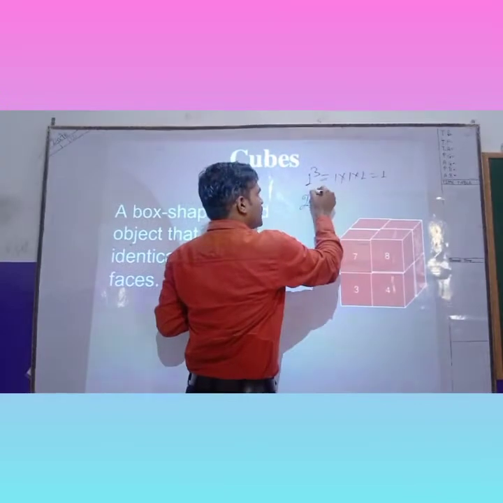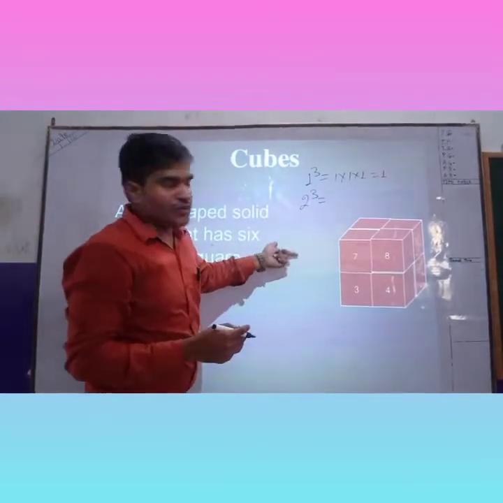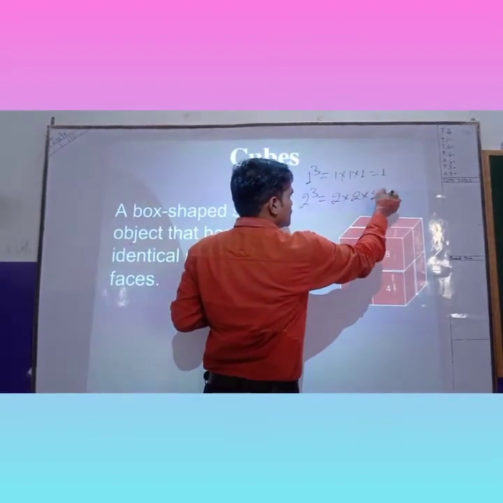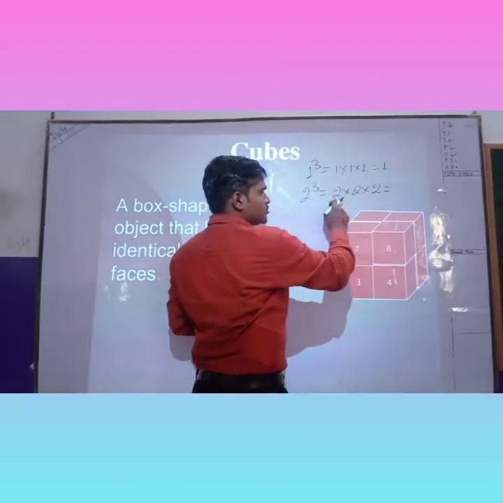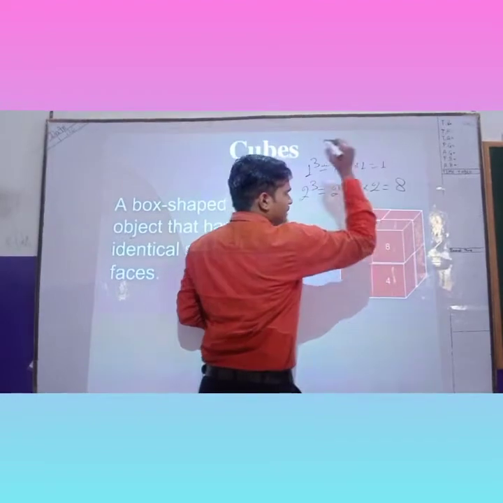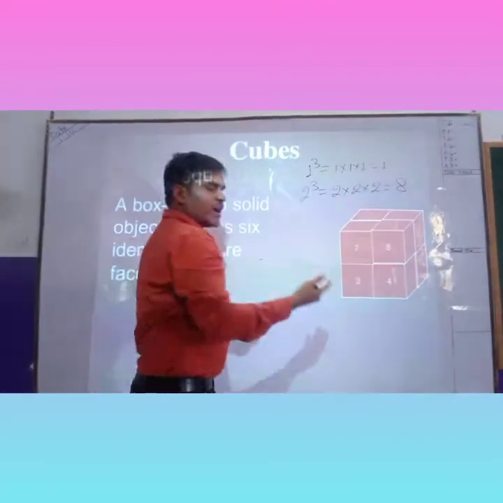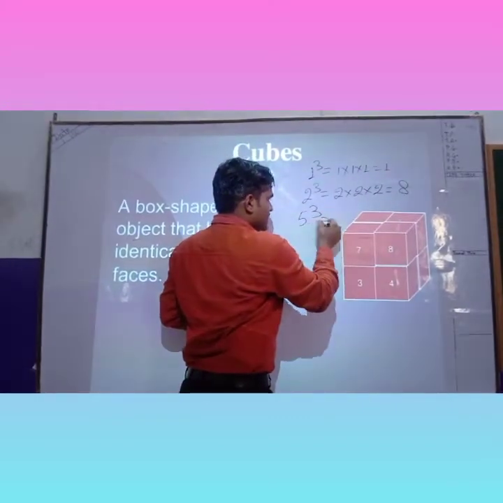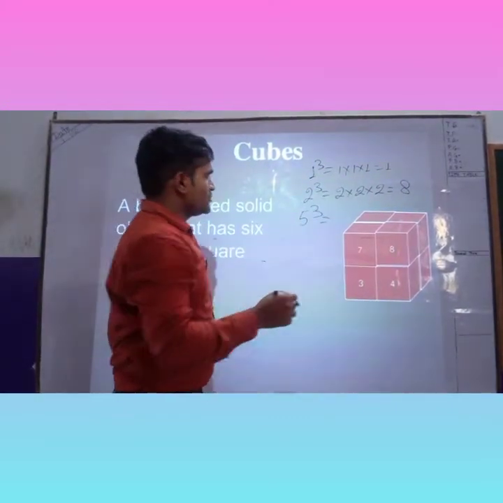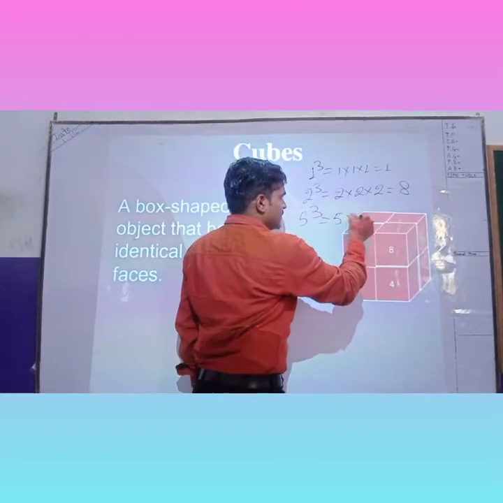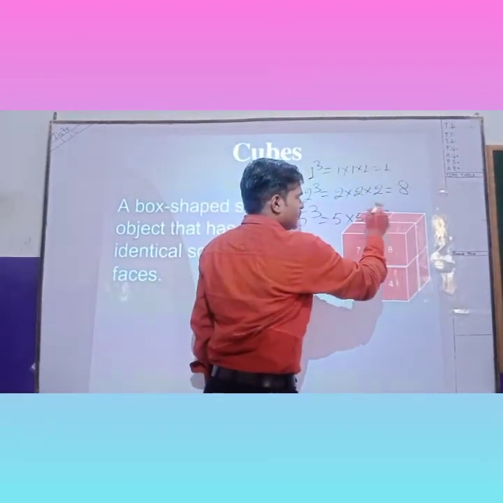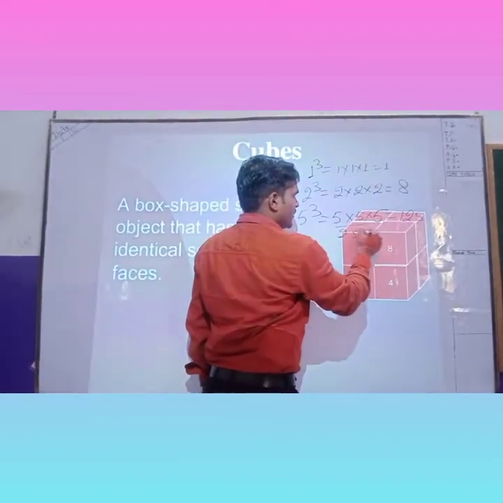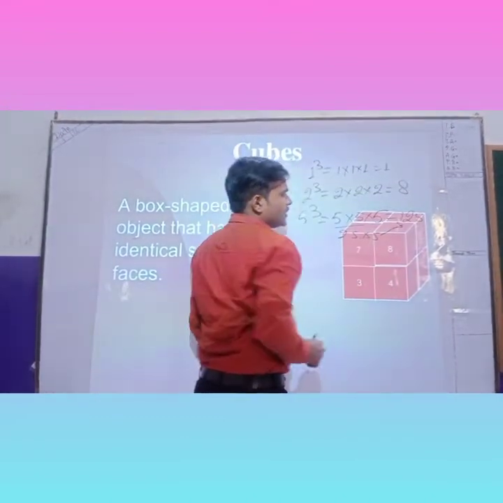Like that, cube of 2. Cube of 2 means 2 multiplied by 2 multiplied by 2. 2 twos are 4, 2 fours are 8. Like that, you can find cube of 3, cube of 5, cube of 6. So cube of 5: 5 is a number, its cube is 5 multiplied by 5 multiplied by 5. 5 fives are 25.